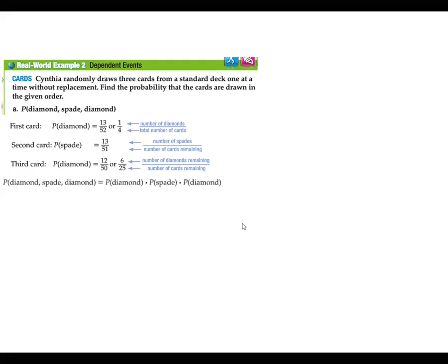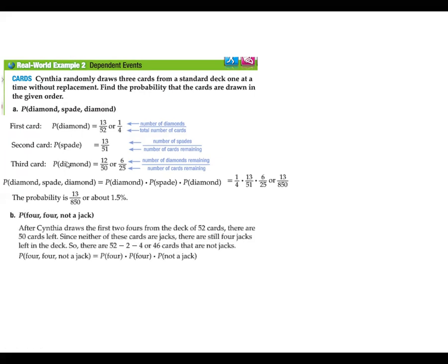So the probability of picking a diamond, spade, and then a diamond, you multiply the three probabilities together. So 13 out of 52 just reduces to 1/4. So you have 1/4 times 13 over 51 times 6 over 25, because that's what 12 over 50 reduces to. And you have 13 out of 850, which is about 1.5%. As a decimal, that'd be 0.015.